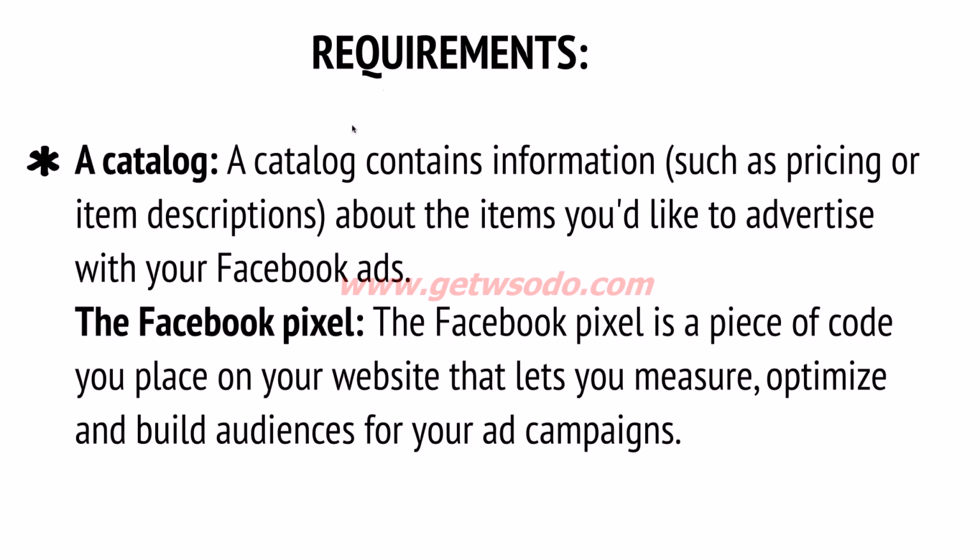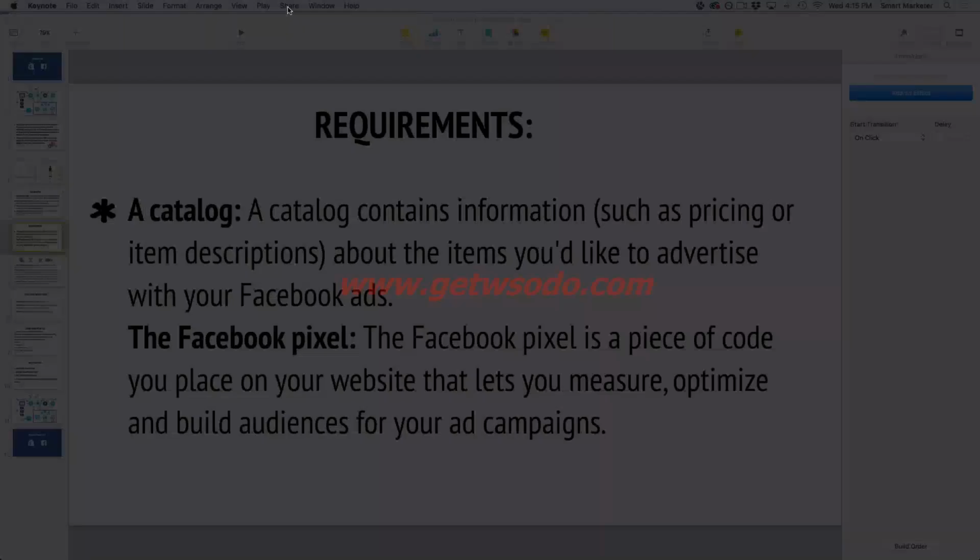Let's get into the requirements. So you need a catalog, and the catalog contains information on your products like pricing or item descriptions, anything that has a bunch of information on the product. And you need a Facebook pixel, which is a pixel on your site that is tracking what happens when people engage with the products in that catalog. Let me show you an example of this.